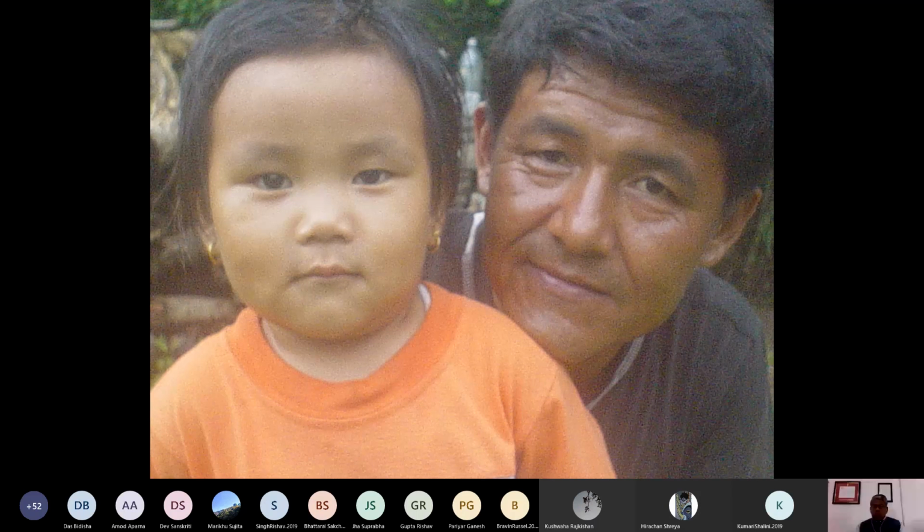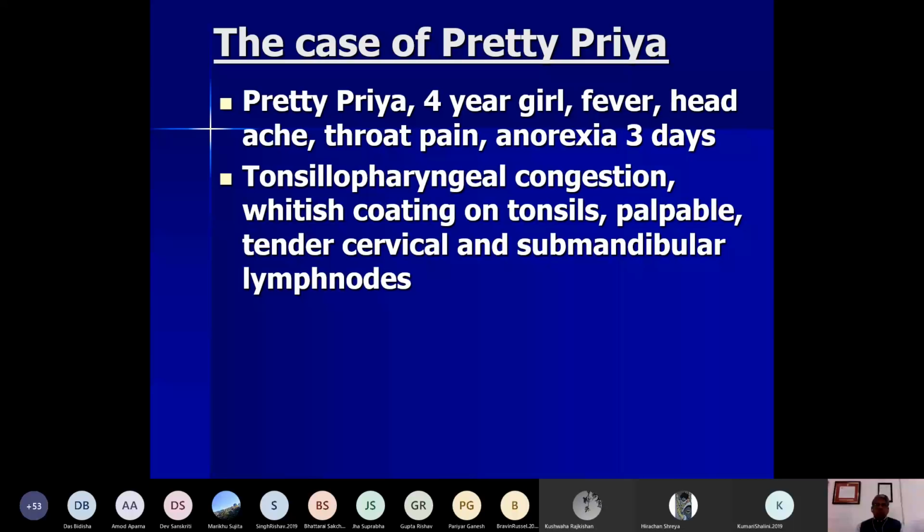What we have discussed up till now, and also in the second half of it. So this was our patient, Pretty Priya, who had come to you with complaints of fever, headache, throat pain.